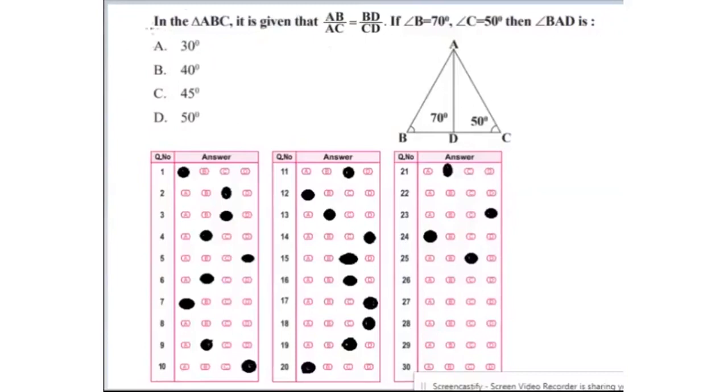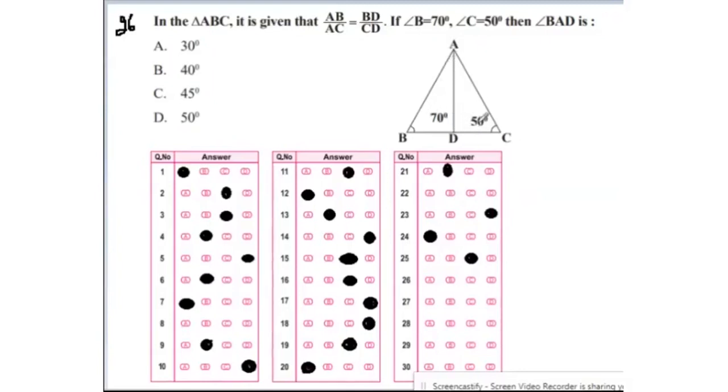26th question. The 26th question says, in triangle ABC, it is given that AB by AC is equal to BD by CD, and angle B is 70, angle C is 50. They are asking to find angle BAD. Students, we know that if a line through one of the vertices of a triangle divides the opposite side in the ratio of the other 2 sides, then it bisects the angle at the vertex. So this line will bisect the angle at the vertex.